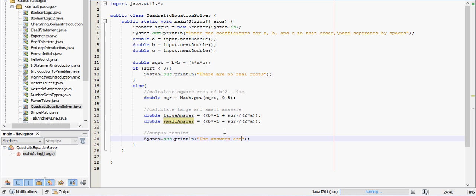The answers are, then we'll have the small answer. Let's go with the large answer first, large answer, and then we'll have the small answer. Okay, so this calculator here should work, and let's run a quick test.